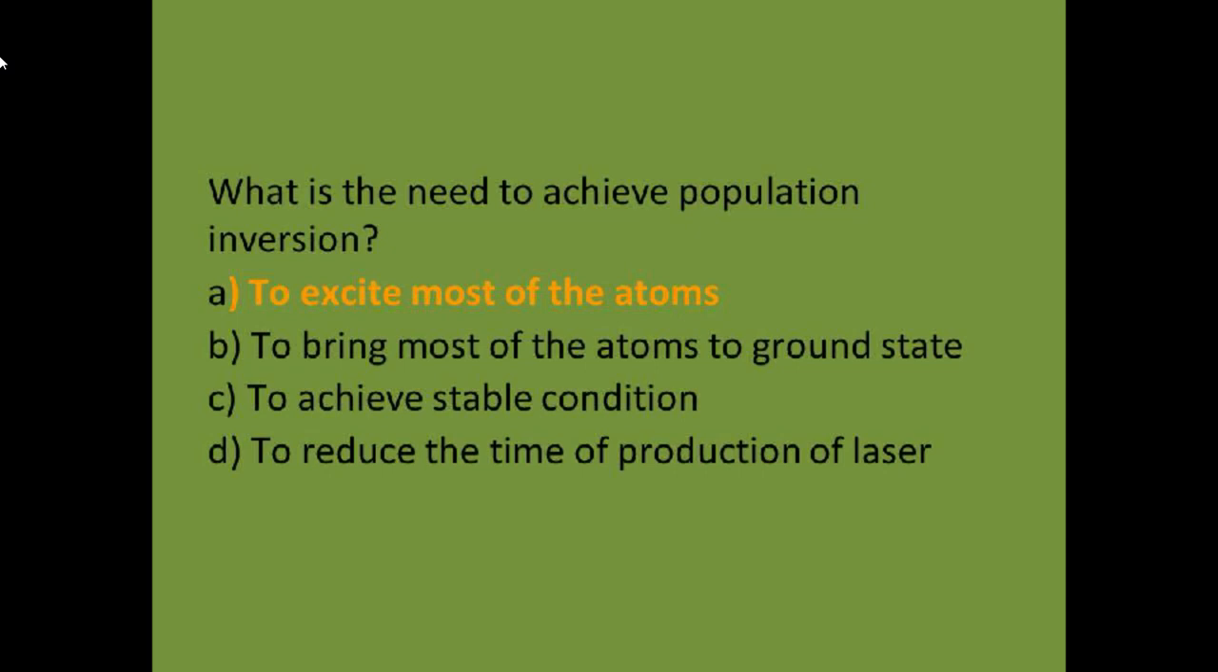Next problem: what do we need to achieve population inversion? Population inversion here means the number of atoms in the excited state is more compared to the number of atoms in the ground state. So we need to excite most of the atoms. That is the correct answer: to excite most of the atoms.